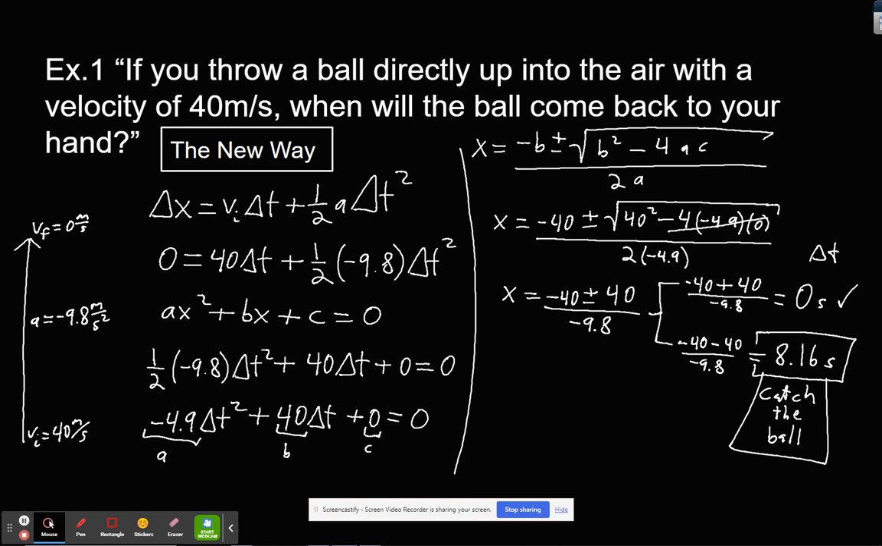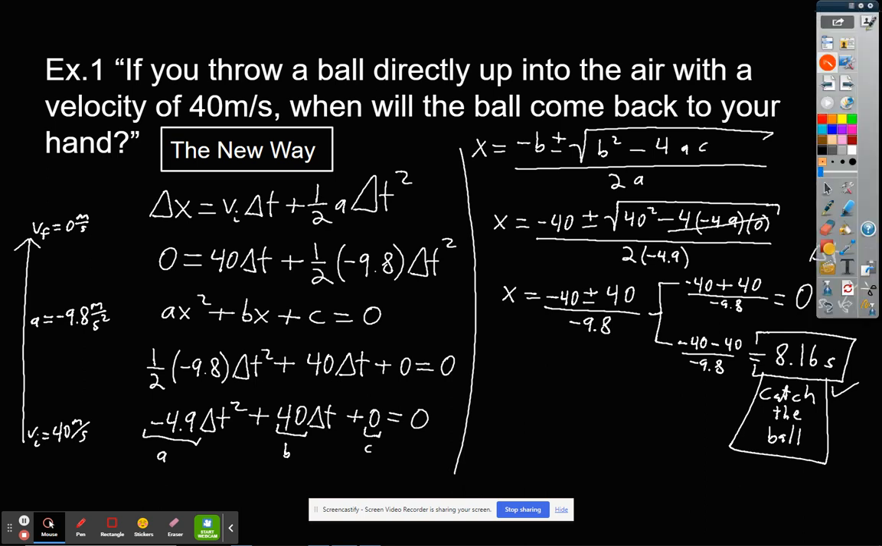Make sure we answer the question. When will the ball come back to your hand? There we go. We answered it. So that's example number 1. Let's move on to example number 2.